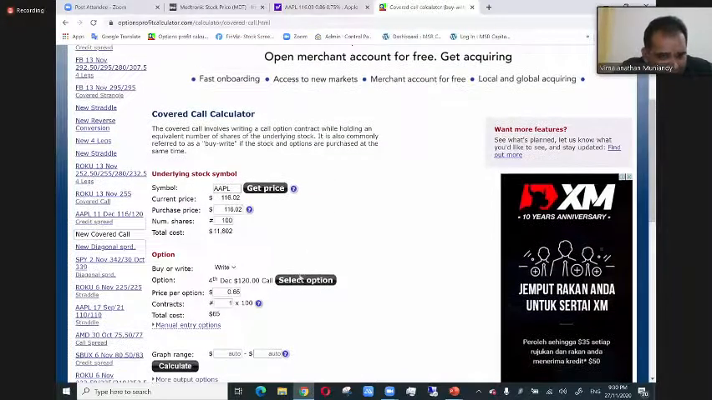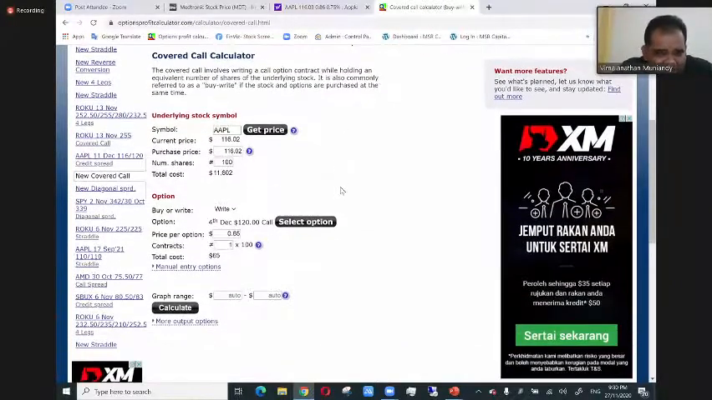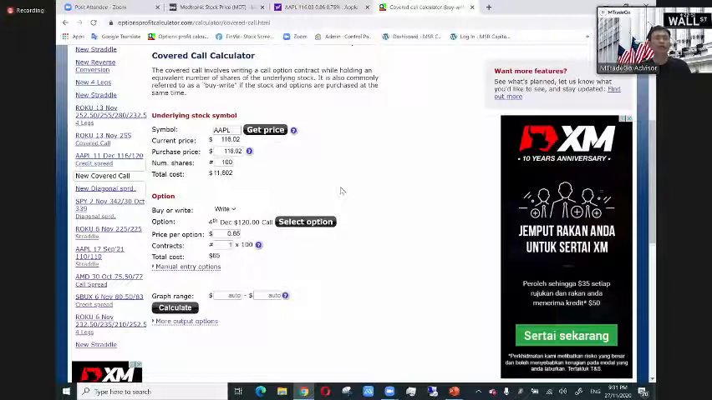So basically what happens is, if Apple goes to $121, what I will make is $4 from the stock and 65 cents from the short call. So I will make $465. That's your maximum profit already.